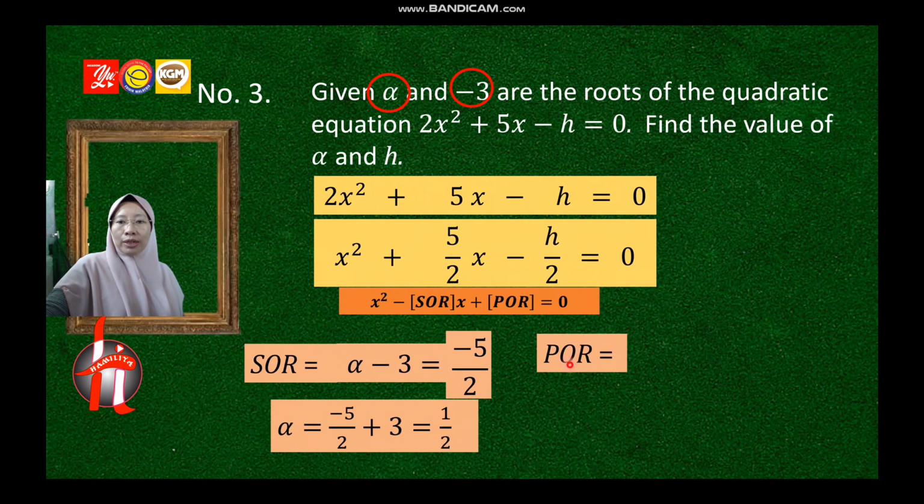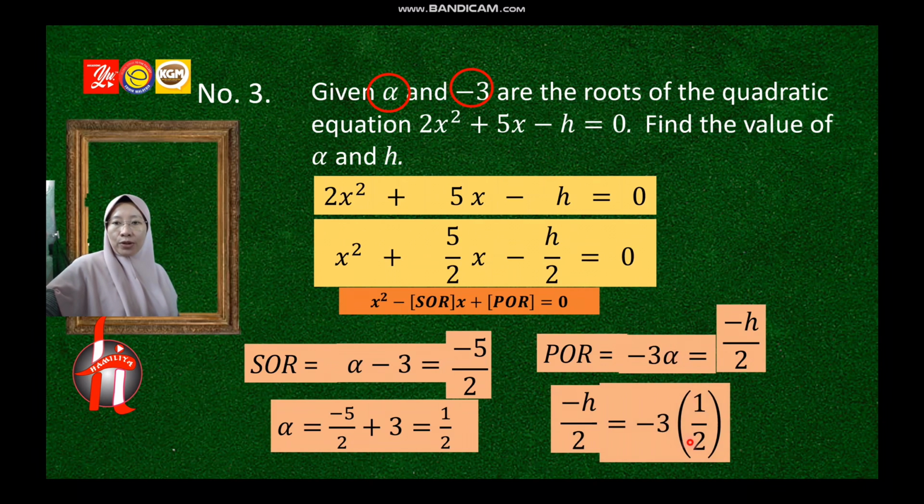Next, we go on to the product of root. The product of root is alpha times negative 3, so it's negative 3 alpha. It's from the roots taken from the question. And then we compare with the product of roots from the equation, which is negative h over 2. Right, so we have negative 3 alpha equals to negative h over 2. Now, since we already know the value of alpha, we can just substitute alpha with negative 2 and we calculate, finally we get h equals to 3.